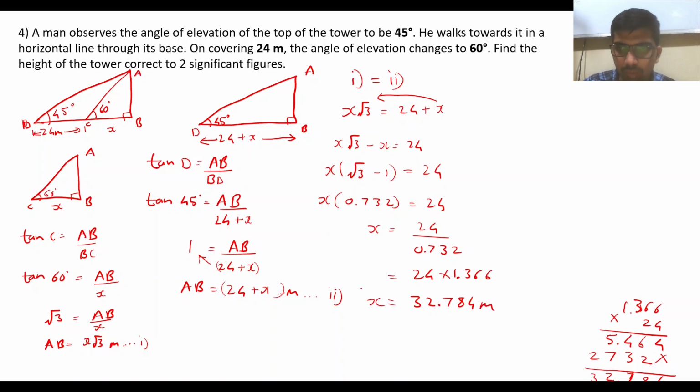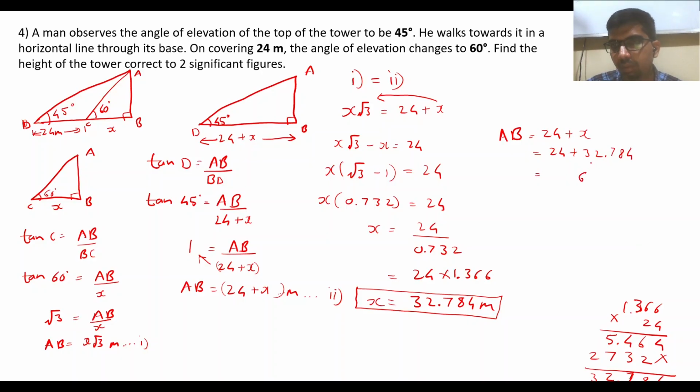We got the value of x. Just write meters over here. But what do we have to find? We have to find AB. We have to find the height of the tower. Again, this is easy compared to this: you had to multiply, now you have to just add. We have to find AB. So AB is how much? AB is 24 plus x. What is the value of x? 24 plus 32.784. It will be 4 plus 2, 6. 3 plus 2, 5. 56.784. This is AB, but they have told to find only up to 2 significant figures, not 2 decimal places.